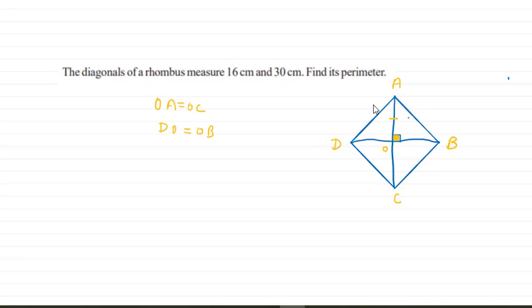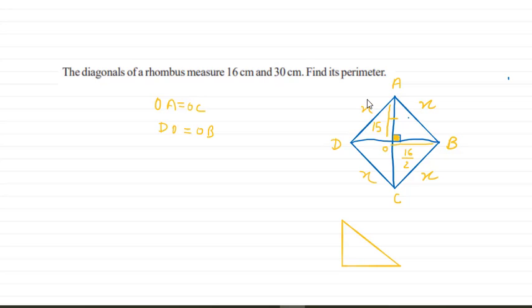Now it is given that one of the diagonals is 16. Let's say this DB is 16, then how much will OB be? Half of 16, so you can write 16 by 2, or 8. The same way, how much will OA be? Half of 30, so you can write it as 15. If you draw it separately, like I'm making just one of the triangles, let each side be x. So all the sides will be x.